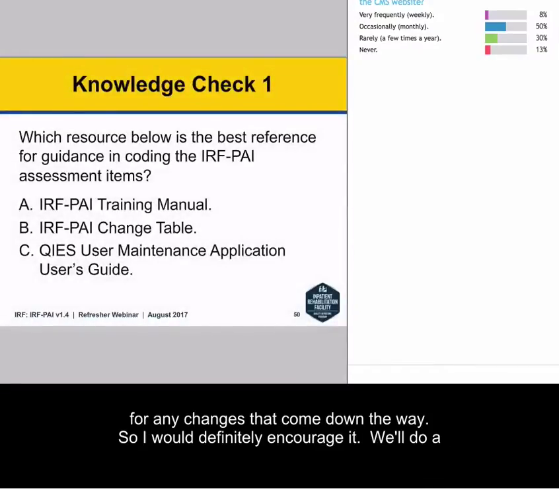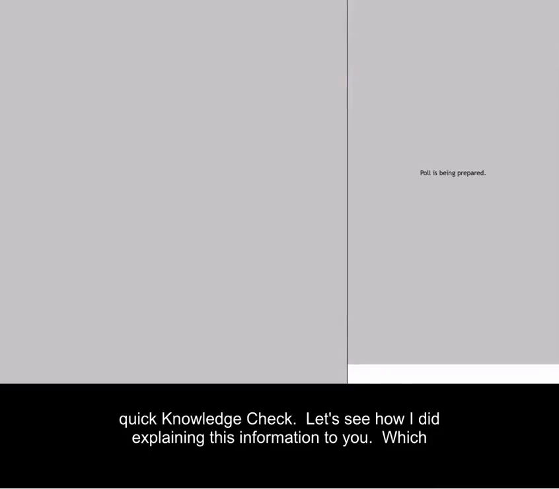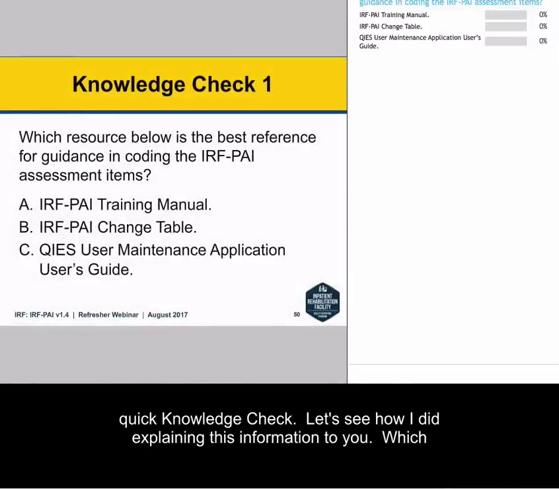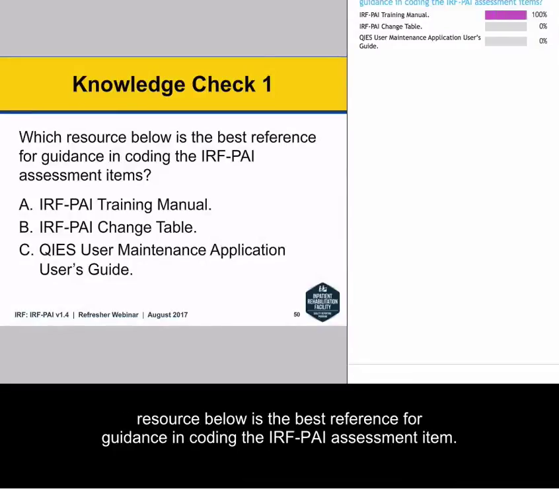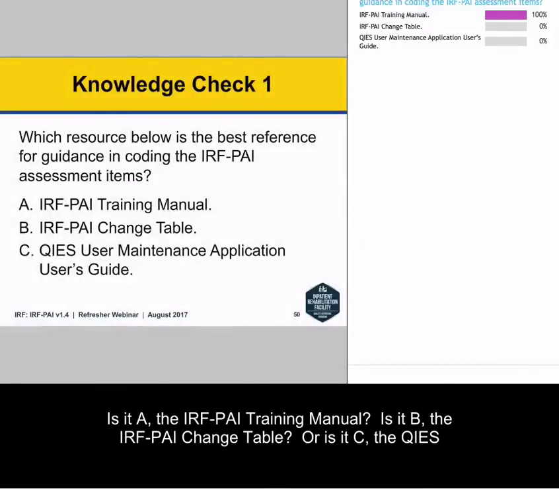We'll do a quick knowledge check. Let's see how I did explaining this information to you. Which resource below is the best reference for guidance in coding the IRF-PAI assessment item? Is it A, the IRF-PAI training manual? Is it B, the IRF-PAI change table? Or is it C, the QIES user maintenance application user guide?